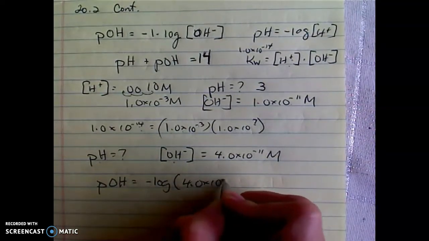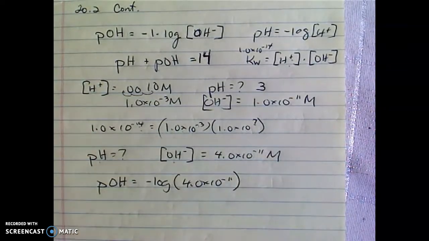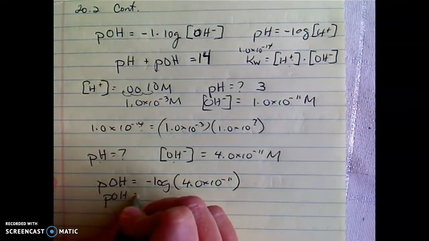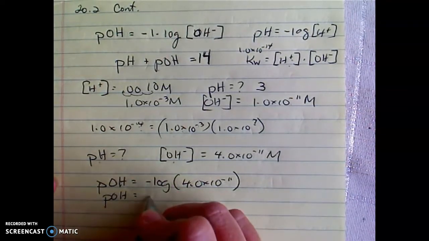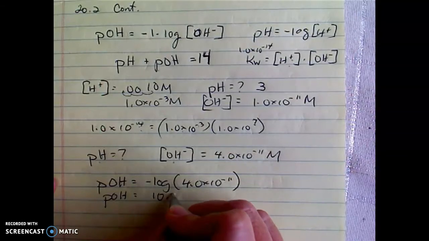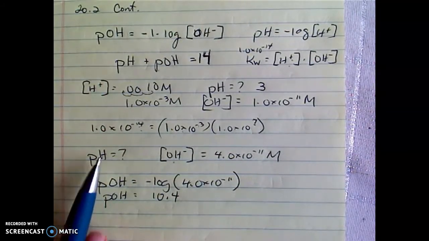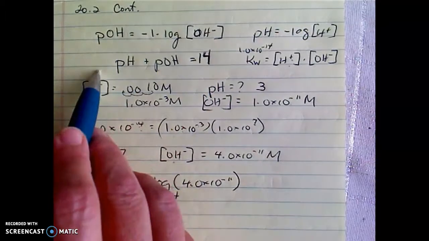4.0 times 10 to the -11. Get out the handy dandy calculator. Remember, you're using your log button. 4e to the -11, and then hit my log button. And then times it by -1. So my pOH is 10.4. Okay? But they wanted pH, so I'm going to use this equation up here.